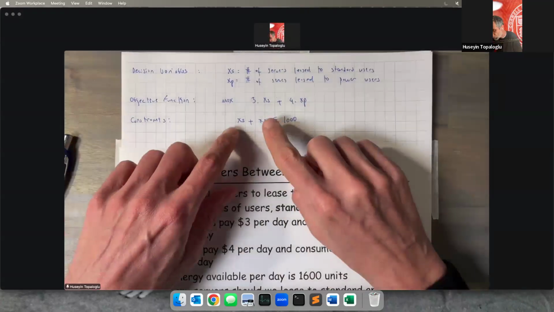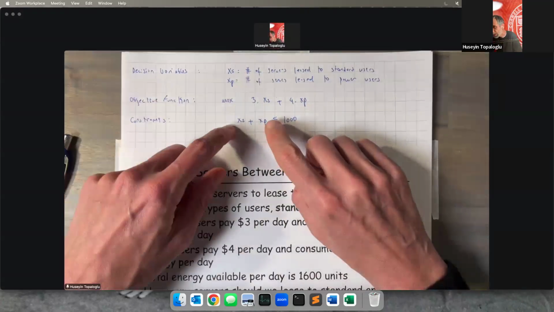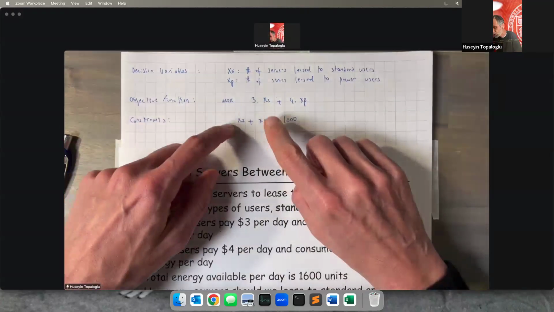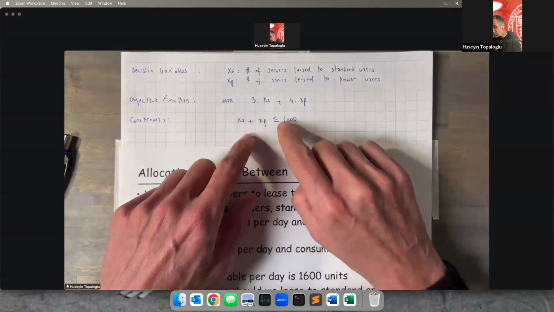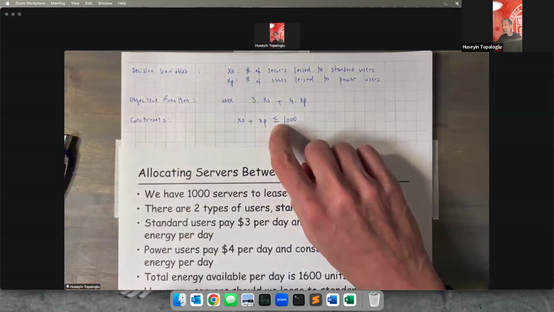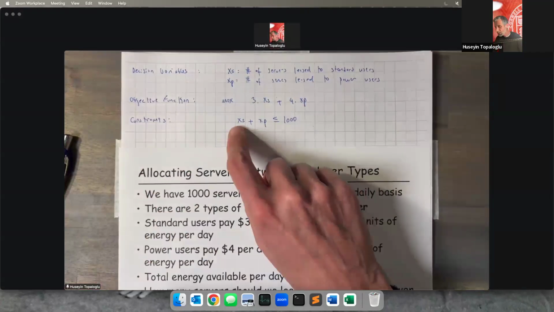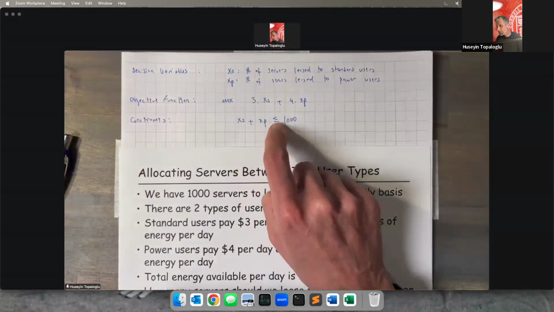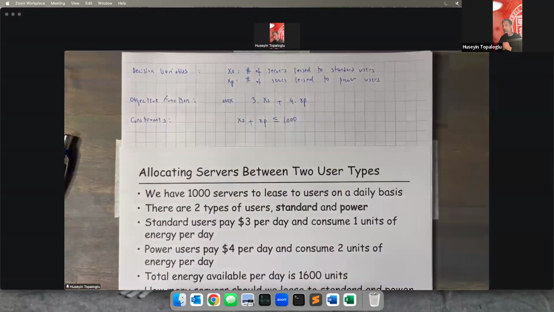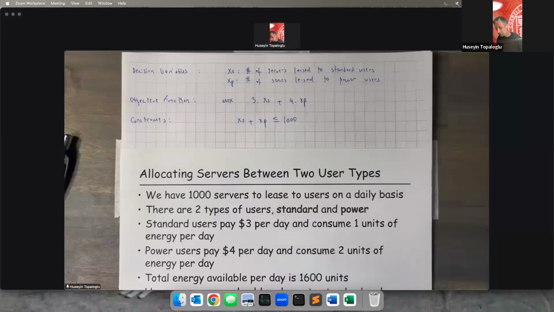Again, we specify all of our constraints by using only our decision variables and nothing else, okay? And the sign of this constraint is a less than or equal to constraint, meaning that the total number of servers that we lease to the standard and power users should be less than or equal to the total number of available servers that we have on hand. What else? What other constraints do we have on our decisions?